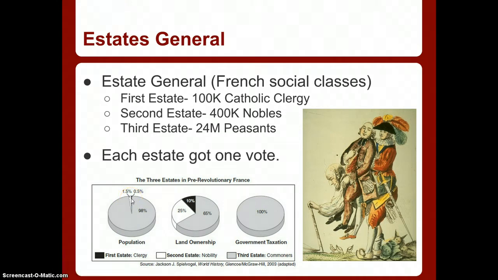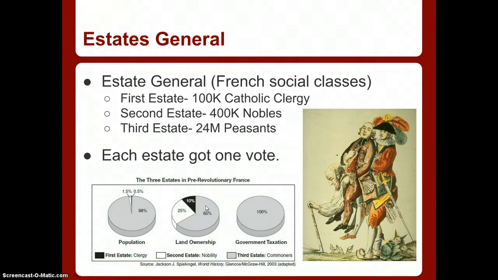So essentially what's going to happen is the first and second estates are going to gang up on the third estate, so they're always going to be for the most part outnumbered 2 to 1. Now as a majority you can see the problem that exists with this. Alright, so that's the population. Land ownership, you can take a look at this: 0.5%, the first estate, the clergy, 10% of the land. 1.5% of the population from the second estate, a quarter of the land, and the rest is split up by the third estate.